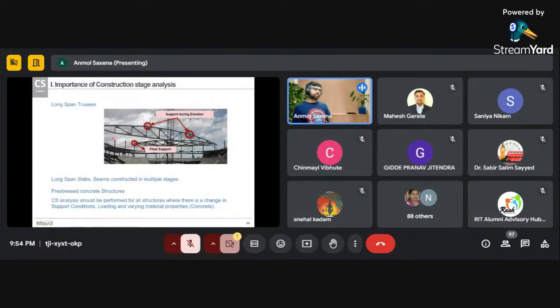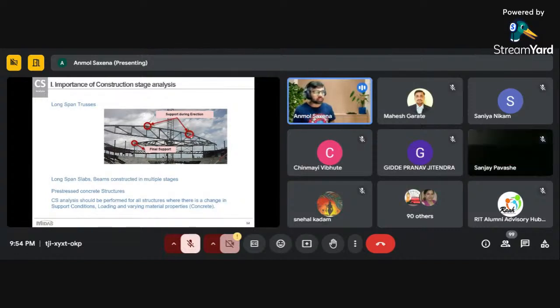The importance of construction stage can also be seen in this picture. If we are spanning long-span trusses over here, you can see the final support position at these two locations. But during the erection, you have pulled these trusses at this point. So during the erection, the support position is this, right?